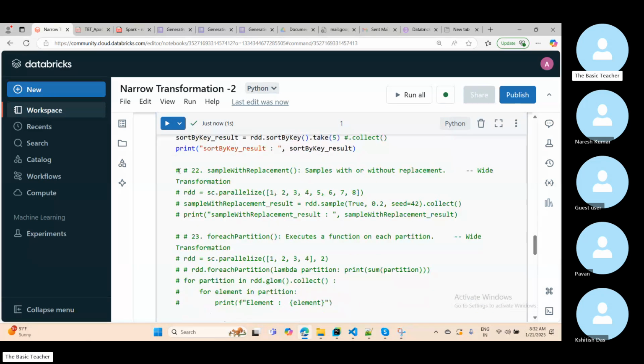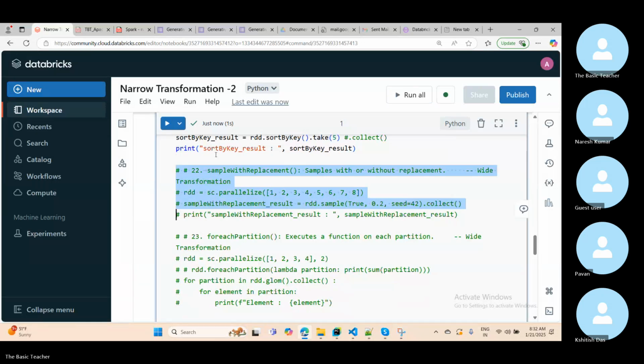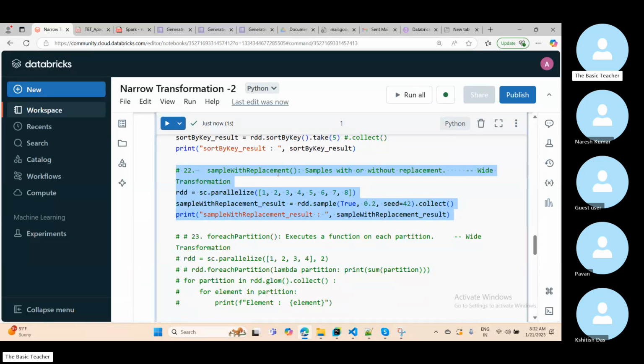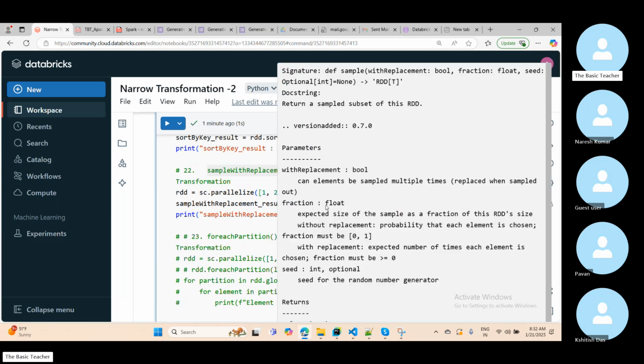Then sample with replacement. This is similar to what we discussed yesterday about sampling the data. We can take a sample with or without replacement. Again, this comes under transformations. Let's assume we have an RDD with these numbers and then the sample with replacement result. We are calling RDD.sample. If you go to its internal implementation, it asks for parameters. One parameter is with replacement, which is a boolean, either true or false.